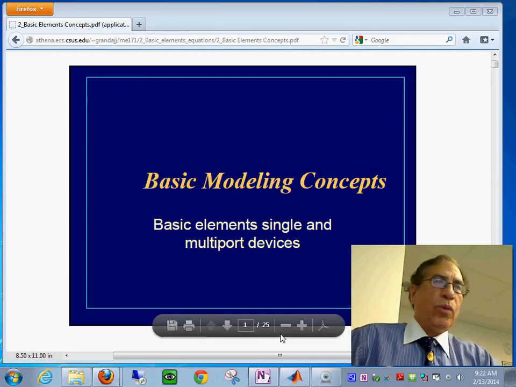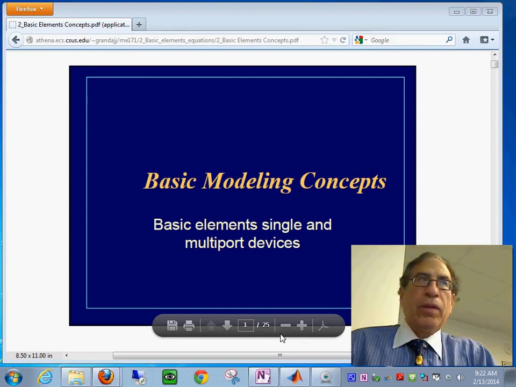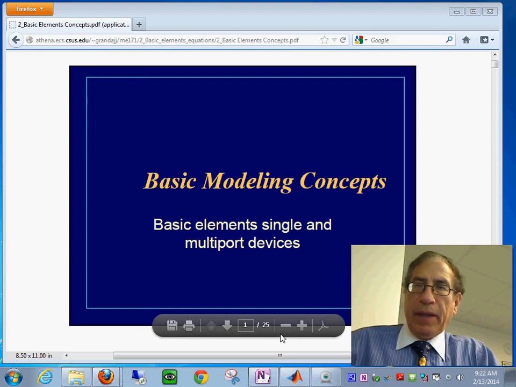Today we're going to look at this topic. These are the basic modeling concepts, and we will look at the basic elements and the constitutive relationships of each. So let's get started.